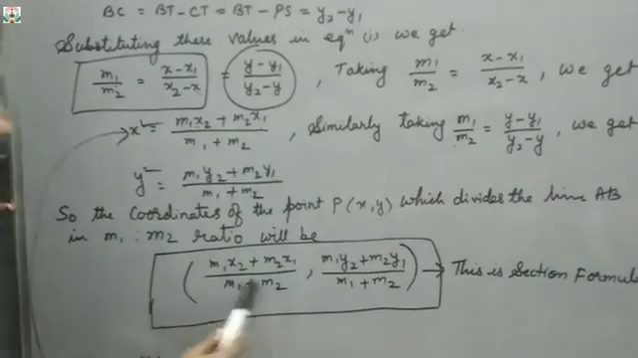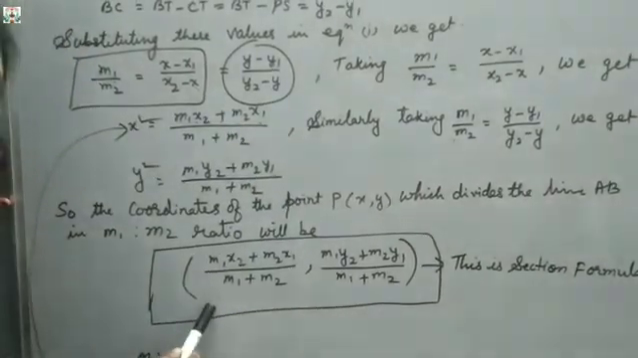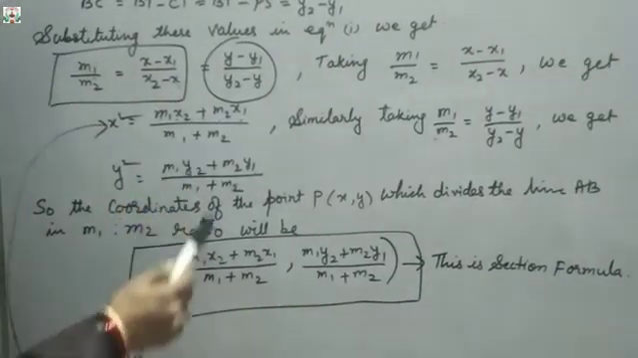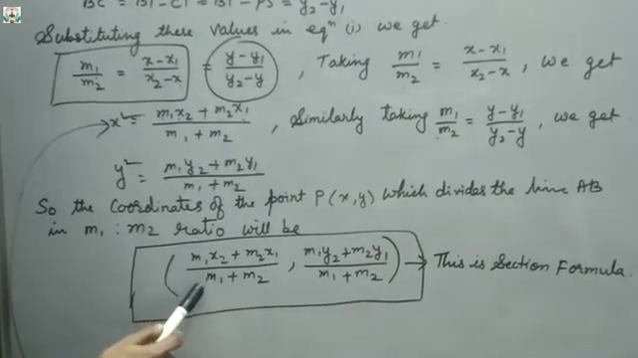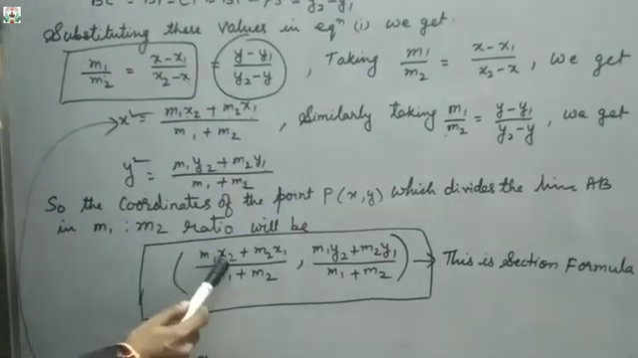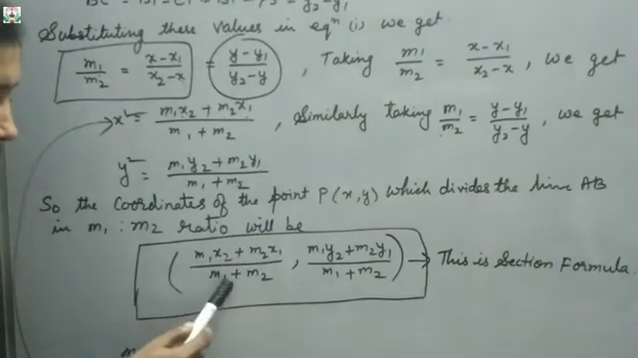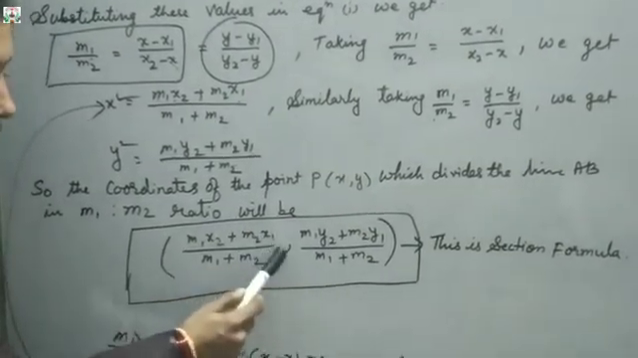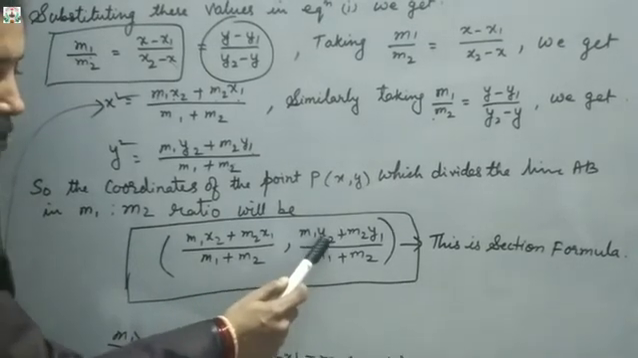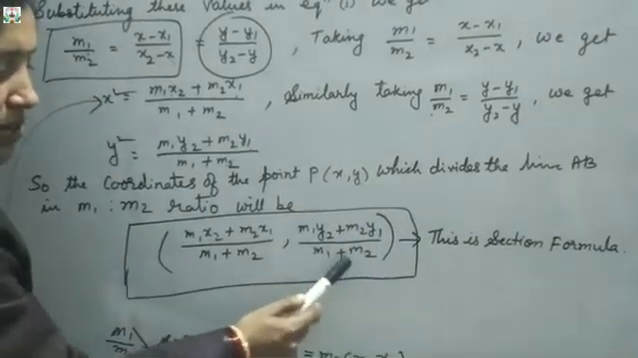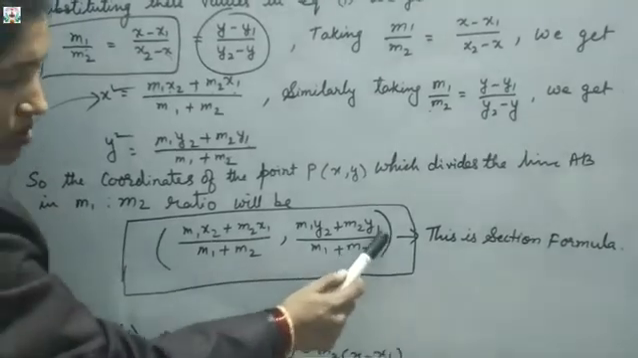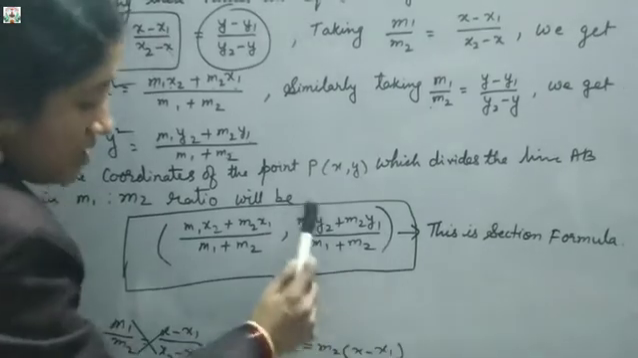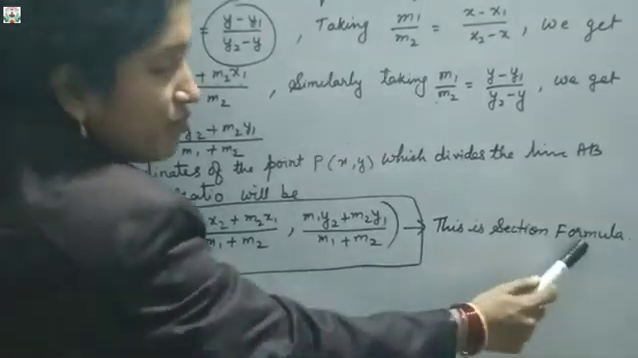So these are the two coordinates, for the x-axis and y-axis, of the point P. That means the coordinates of P are: m1 x2 plus m2 x1 upon m1 plus m2, this is the x coordinate value, and m1 y2 plus m2 y1 upon m1 plus m2, this is the coordinate for the y-axis. So this is called our section formula.